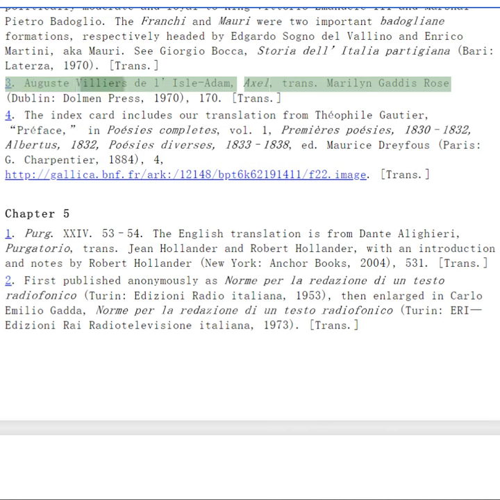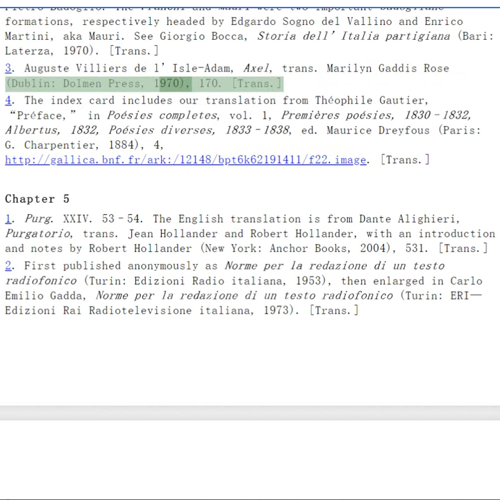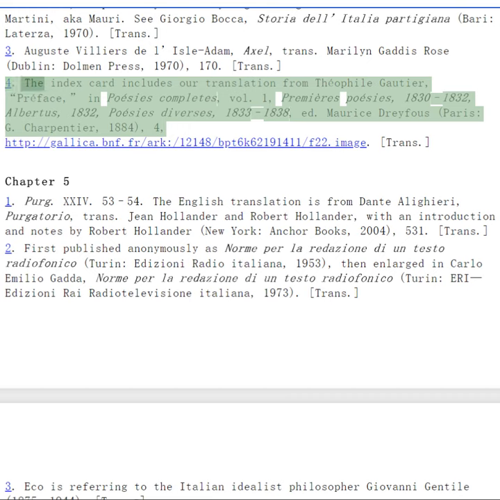3. Auguste Villiers de l'Isle-Adam, Axel, trans. Marilyn Gaddis Rose, 170. 4. The index card includes our translation from Théophile Gautier, Preface, in Poésies complètes, Vol. 1, Premières poésies, 1830-1832, Albertus, 1832, Poésies diverses, 1833-1838, Edition Maurice Dreyfus, 4.